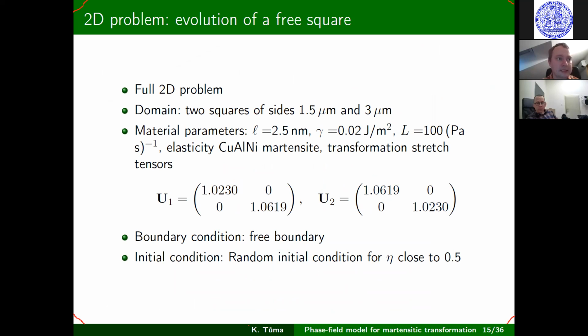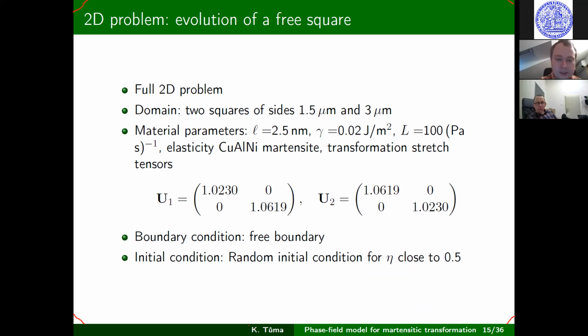with the model that takes into account these rate independent processes. So we have just a two dimensional problem, and we have a square of size 3 micrometers with these material parameters. So this is the interface thickness, this is the interface energy density, this is the mobility. And we assume two variants of martensite, of copper-nickel. If you remember the numbers from slides 4-5, this is exactly this. These numbers are just right here. Now we are just in 2D.